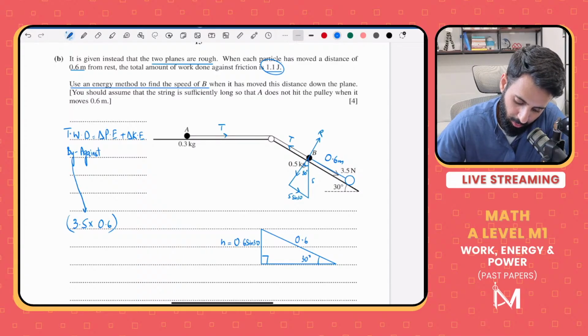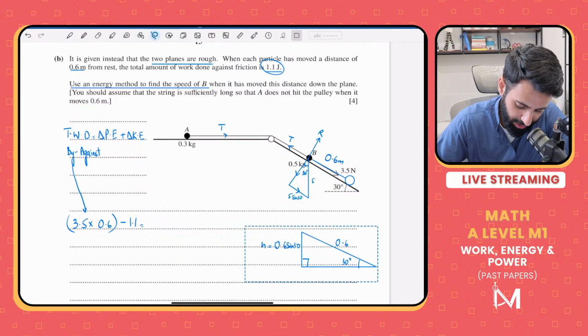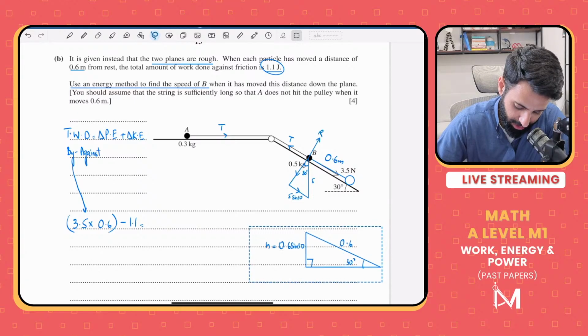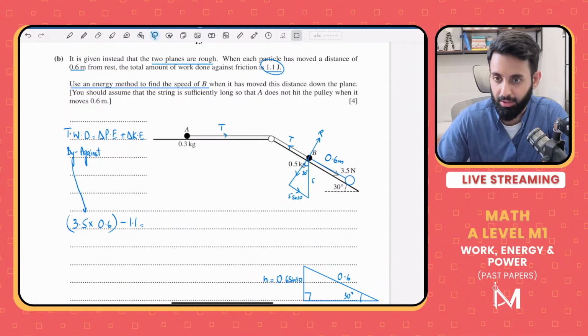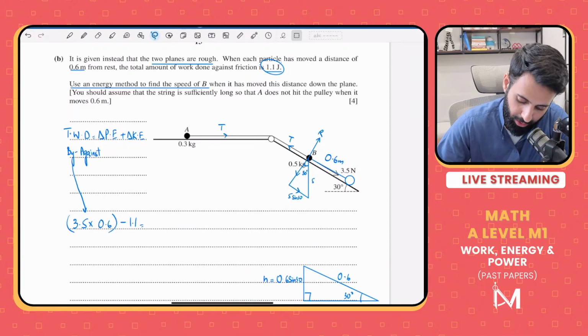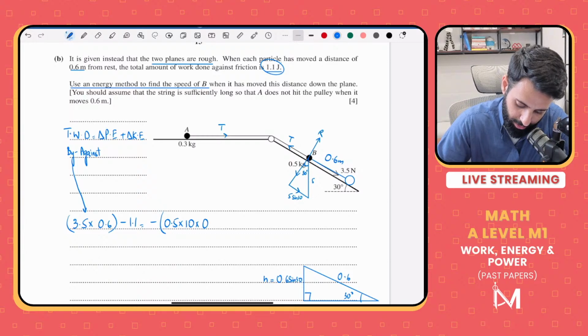Okay. Work done against the driving force, that's already given. That's 1.1. Okay, given in the question. Is equal to change in potential energy. Now, when you're calculating change in potential energy, remember it's going to be negative. Why? Because it's going down the plane. So minus times 0.5 times 10 times the height, which is 0.6 sine 30.